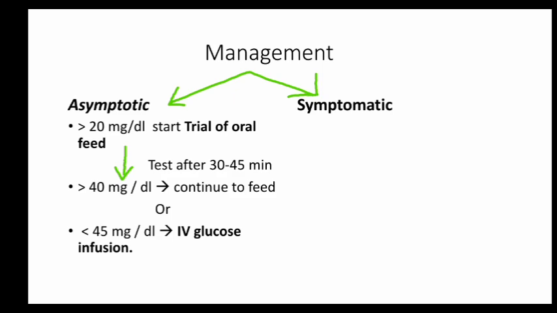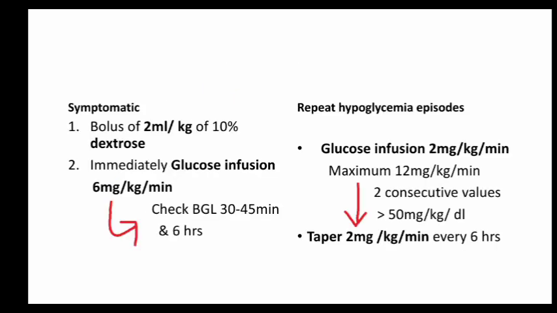And coming to symptomatic management of hypoglycemia. We have to give a bolus of 2 ml per kg of 10% dextrose first. Then immediately we give glucose infusion 6 milligram per kg per minute, and after 30 to 40 minutes check the blood sugar level. If it is normal, we can continue to give 6 milligram per kg per minute up to 6 hours.